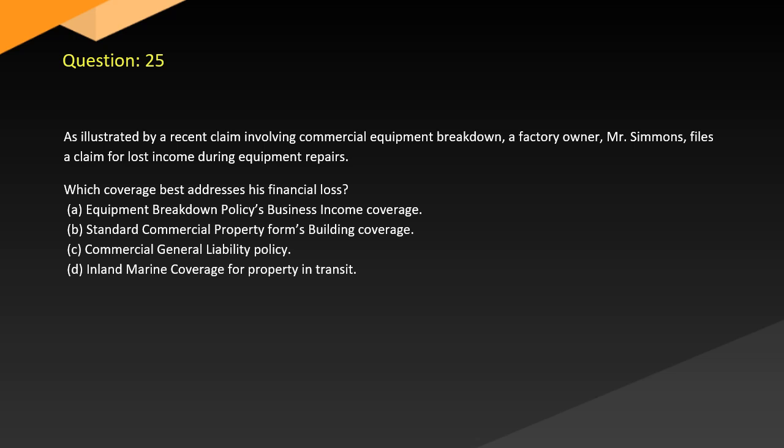Question 25. Is illustrated by a recent claim involving commercial equipment breakdown. A factory owner, Mr. Simmons, files a claim for lost income during equipment repairs. Which coverage best addresses his financial loss? A. Equipment breakdown policy's business income coverage. B. Standard commercial property form's building coverage. C. Commercial general liability policy. D. Inland marine coverage for property in transit.